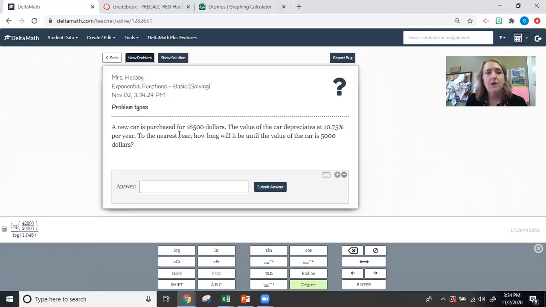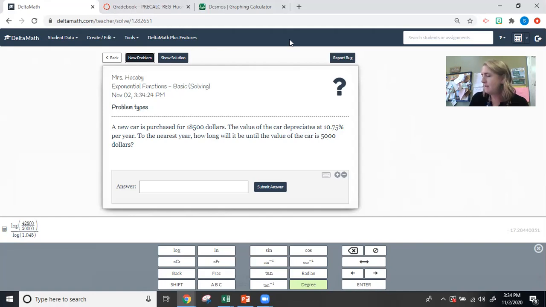So a new car is purchased for $18,500. The value of the car depreciates. That means it gets smaller at 10.75%. That's the rate. Anytime you have a percent, think rate per year. To the nearest year, how long will it be until the value of the car is $5,000?